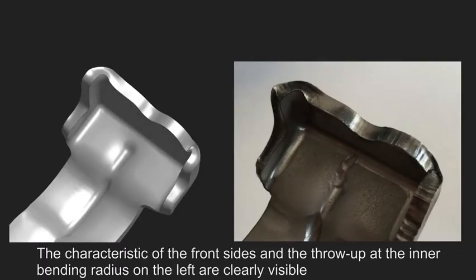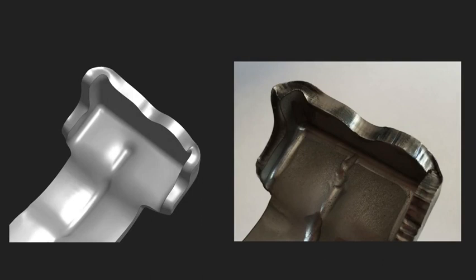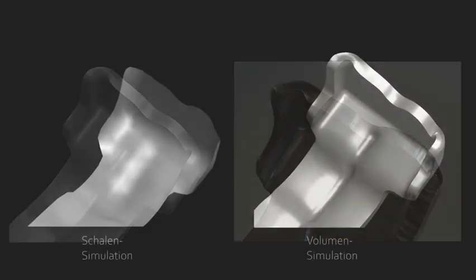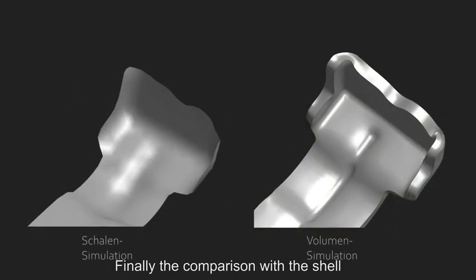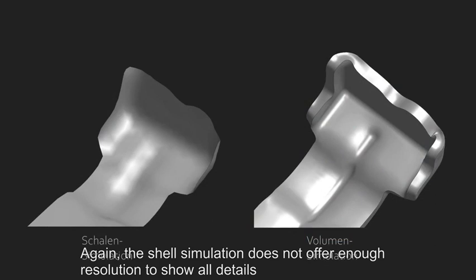The characteristic of the front sides and the throw-up at the inner bending radius on the left are clearly visible. Finally, the comparison with the shell. Again, the shell simulation does not offer enough resolution to show all details.